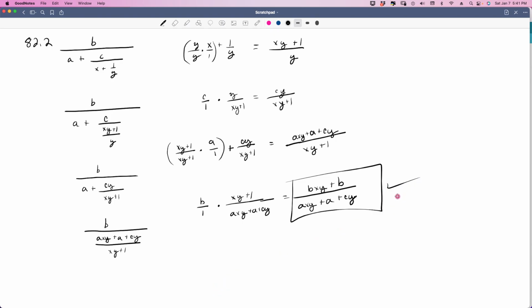All right. So again, common denominator, keep it, change it, flip it. Common denominator, keep it, change it, flip it. And we got to our final answer, our most simplified answer. And that is how you do it.